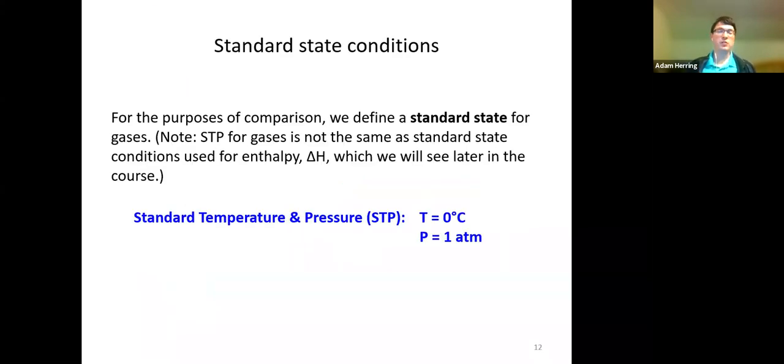In order to do calculations involving the ideal gas law, we need to become familiar with some common phrases and ideas. We talk about standard state for gases. We talk about standard temperature and pressure. So when we talk about standard state conditions for gases, this is referring to standard temperature and pressure, also known as STP. And that's when our system is at 0 degrees Celsius and the pressure of the gas is 1 atmosphere.